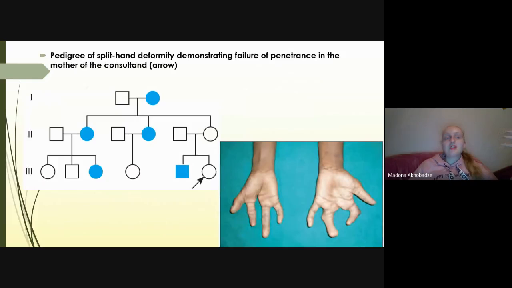Like this is the pedigree, so the map of the kindred, with the split hand deformity demonstrating failure of penetrance. The consultant is shown with the arrow. So this is the person who came to us for the consultation. This is not a proband. This is the carrier of the disease.